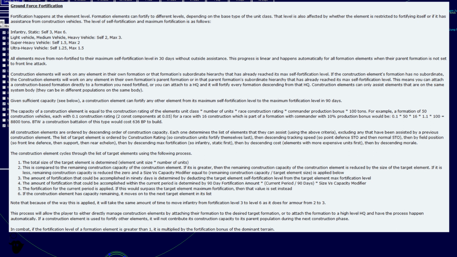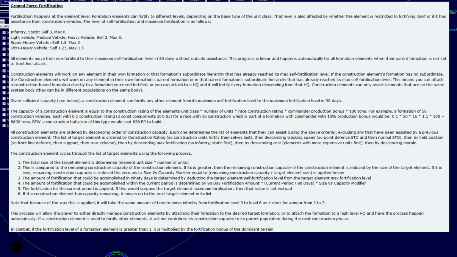The construction element cycles through the list of target elements using the following process. The total size of the target element is determined. This is compared to the remaining construction capacity of the construction element. If it is greater, then the remaining construction capacity of the construction element is reduced by the size of the target element. If it is less, the remaining construction capacity is reduced to 0, and a size versus capacity modifier equal to the remaining construction divided by target element size is applied below.